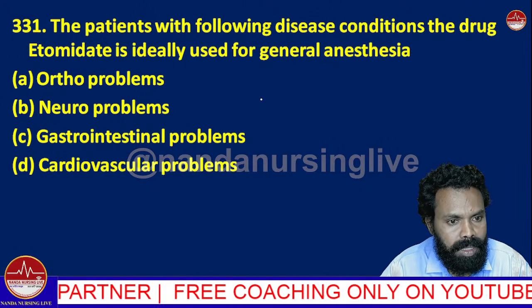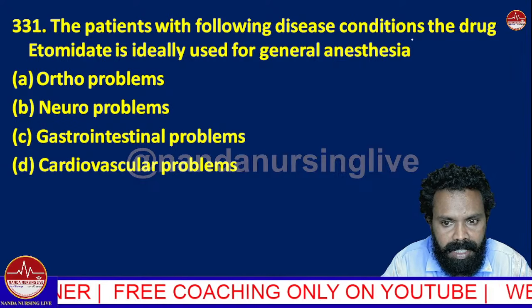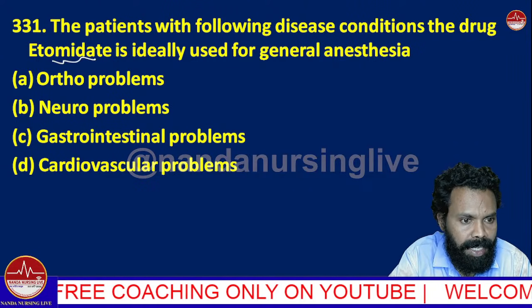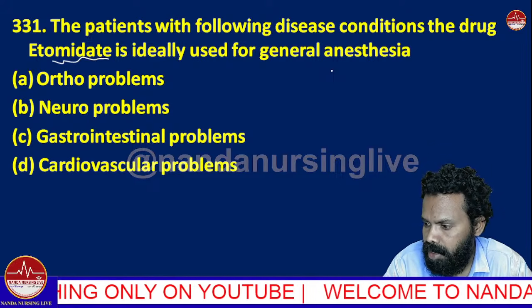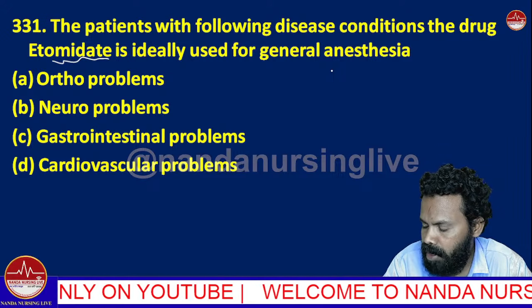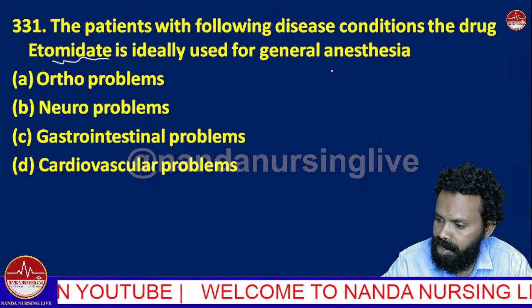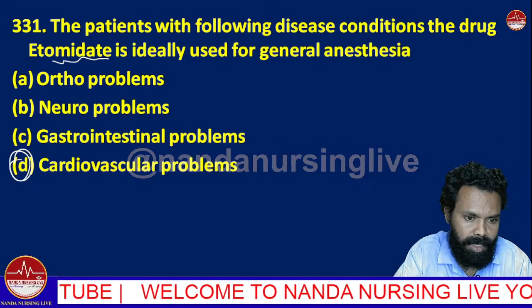So what is the question? The patient with following disease condition, the drug etomidate is ideally used for general anesthesia. It is for ortho problems, neuro problems, gastrointestinal problems, cardiovascular problems. So the correct answer is option D, cardiovascular problem.